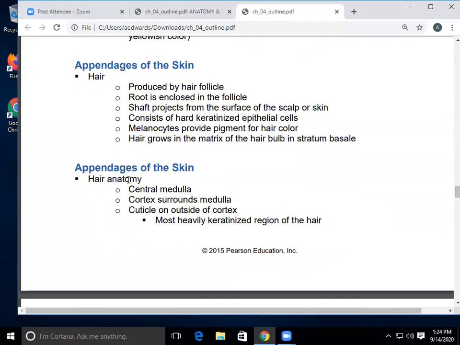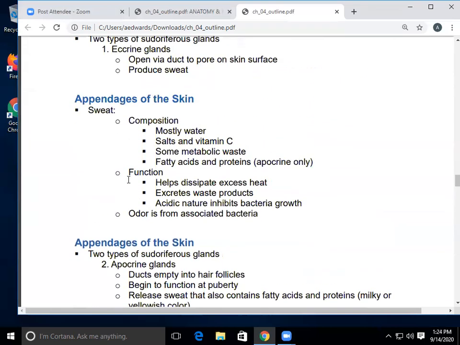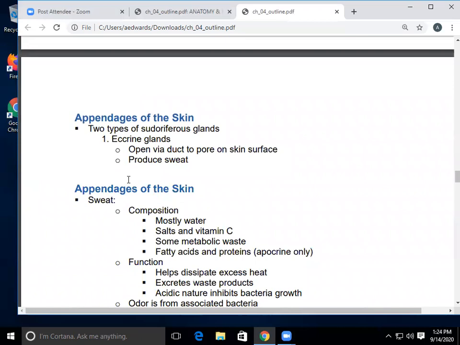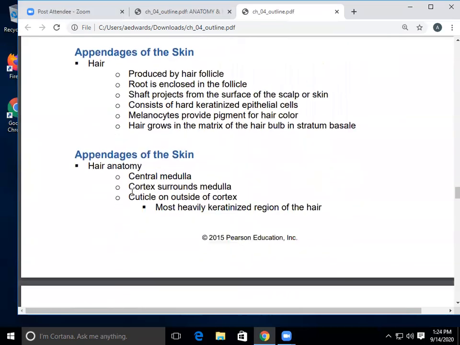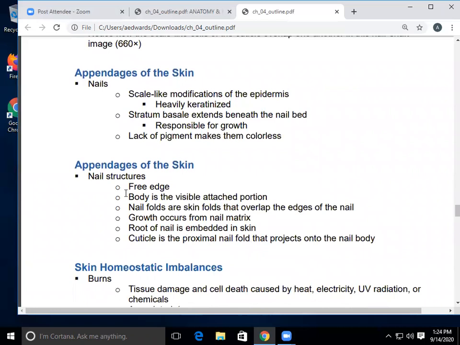So I'll give you a couple minutes to talk about the sweat glands, your sebaceous glands, and your hair. So sweat glands, sebaceous glands, and your hair.